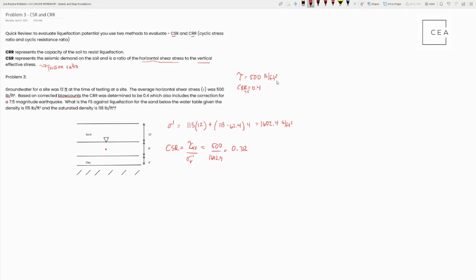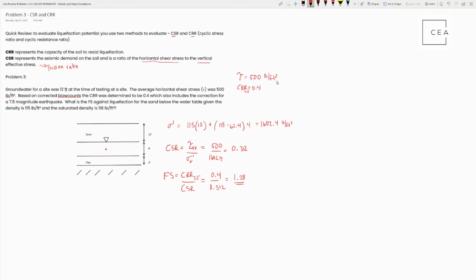There is an equation to solve for the factor of safety: it is equal to your CRR of 7.5 divided by the CSR, and that gives you your factor of safety against liquefaction. So if you simply solve that out, your CRR of 7.5 was given as 0.4, and divide that by the CSR we solved for, 0.312. If my math is right, I get an answer of 1.28.